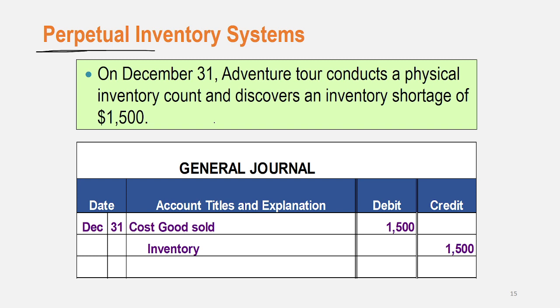So, when inventory is missing or shrinkage takes place or is identified, we should use two accounts. First, the cost of goods sold, and second, the inventory. This shrinkage was found on December 31st, and we have two accounts: cost of goods sold and inventory. In the cost of goods sold, because this shrinkage is known as an additional cost.